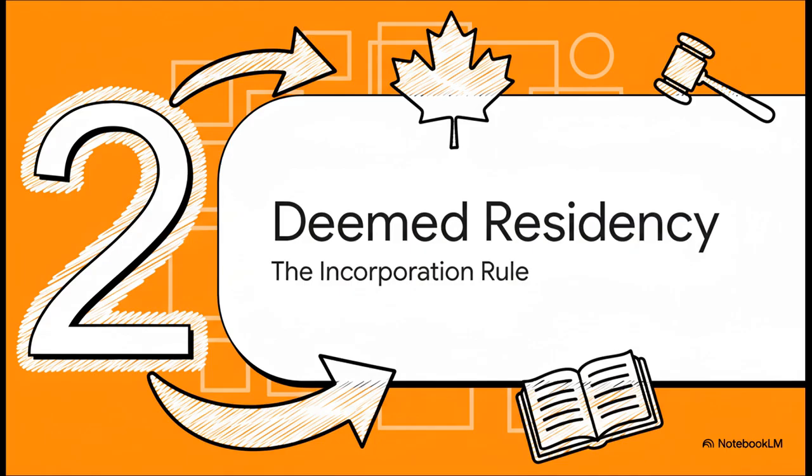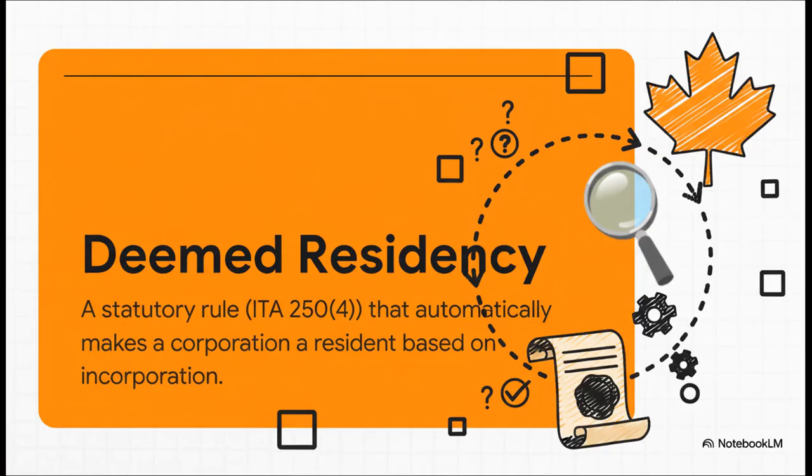Okay, so that's the common law test. Now let's move on to our second section. Because while factual residency is based on, well, the facts, deemed residency is a straightforward black and white rule written right into our Income Tax Act. Deemed residency basically gets rid of all that gray area of the CMC test.